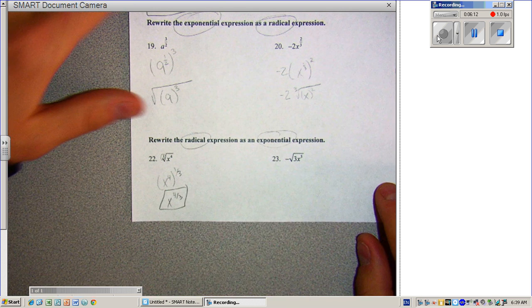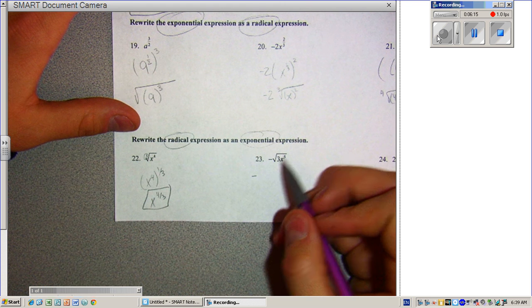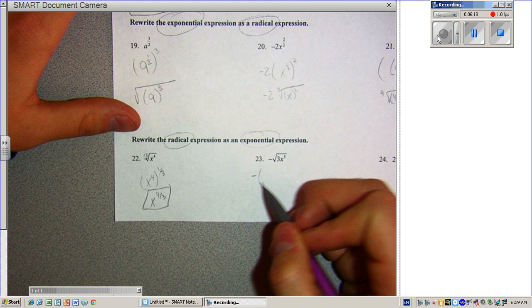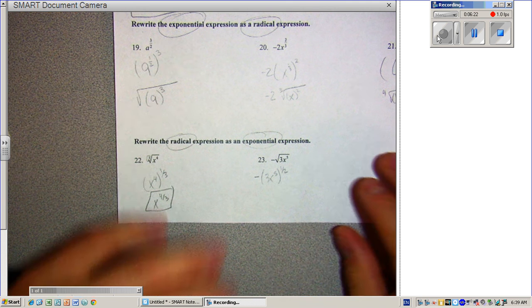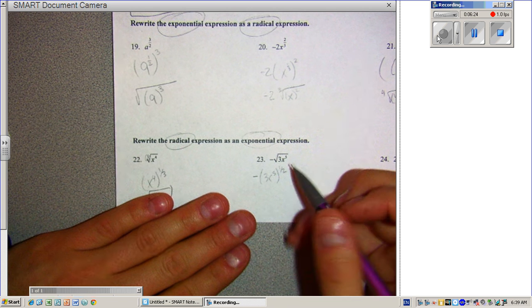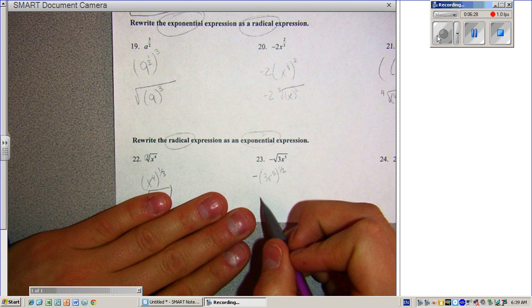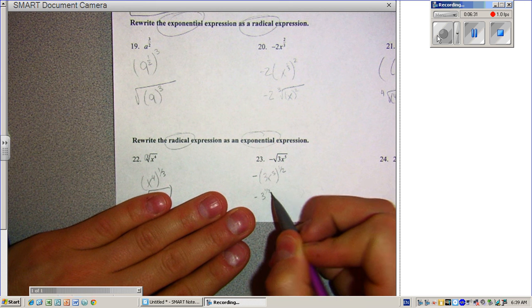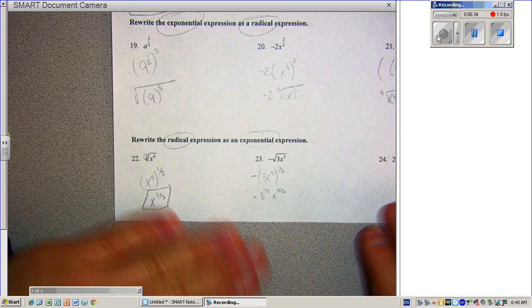Okay. 23, the negative is on the outside, so just leave it on the outside. And now we have a square root here, so I'm going to write 3x to the 5th to the 1/2. And in fact, I'm okay if you leave it just like this. Okay, you can rewrite it like this if you want to, 3 to the 1/2, x to the 5/2. But if you leave it like the first one, I'm okay with that.